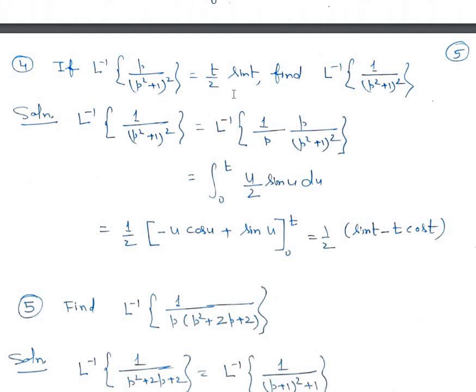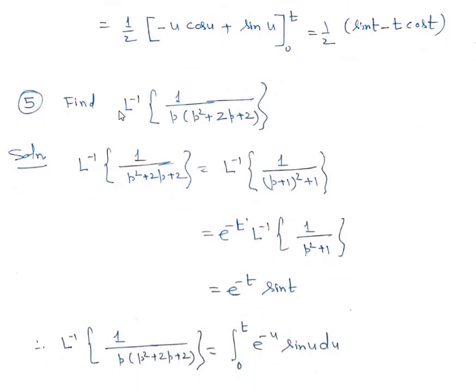This is given to us as t upon 2 sin t, and because we are dividing here by p, we make use of the above theorem. So this L inverse of this is equal to 0 to t u upon 2 sin of u du. And now integrate it by parts, put the limits, we have half into sin t minus t cos t.